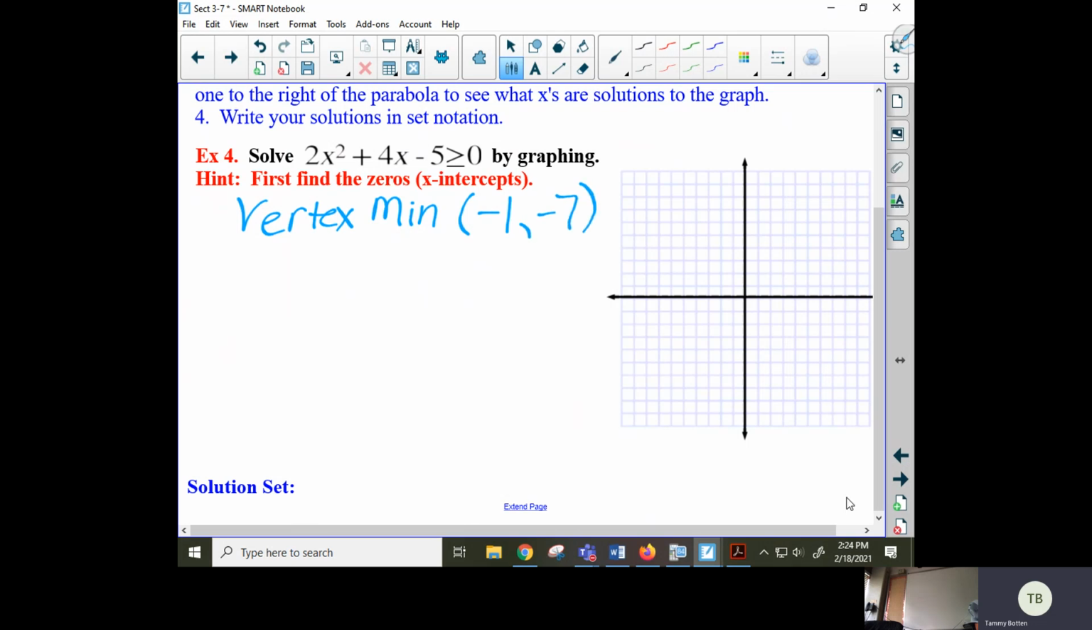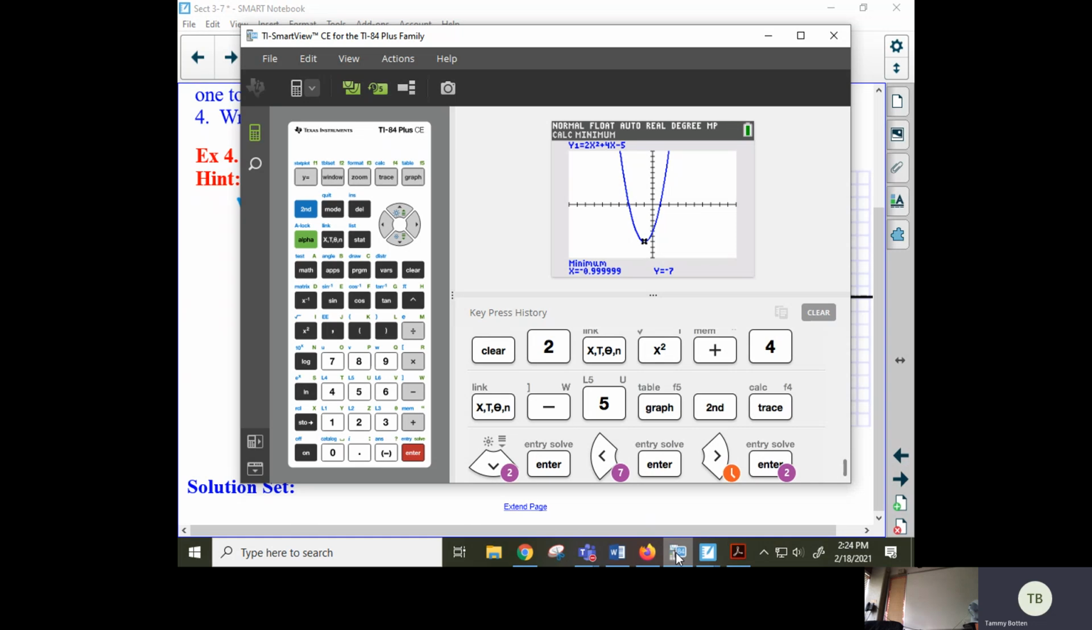So I can go on my graph and go negative 1, negative 7, and put that point. Now I need to find where it crosses the x-axis. Where are those zeros? How do you know it's negative 7? From here. Negative 1, negative 7, okay?